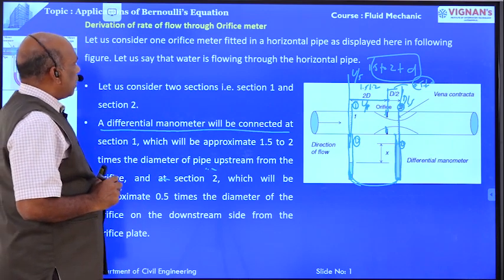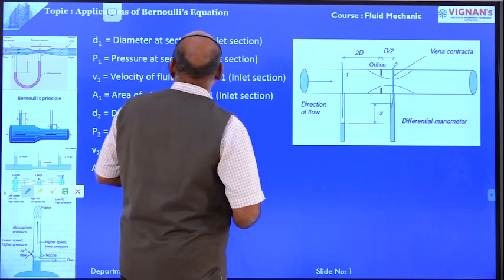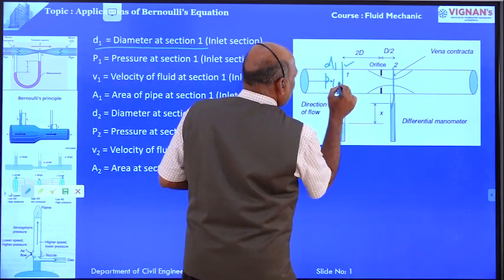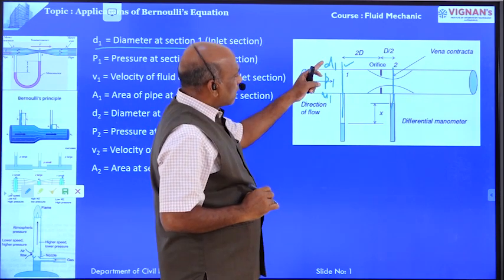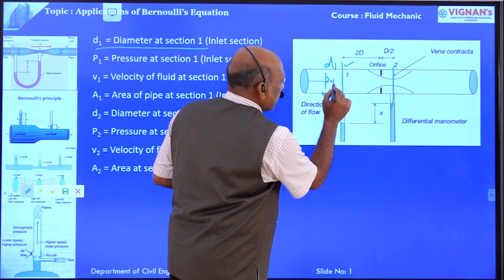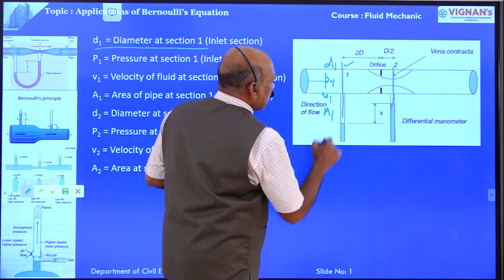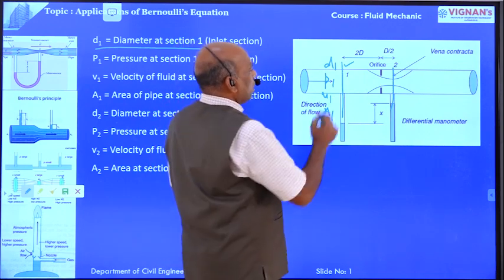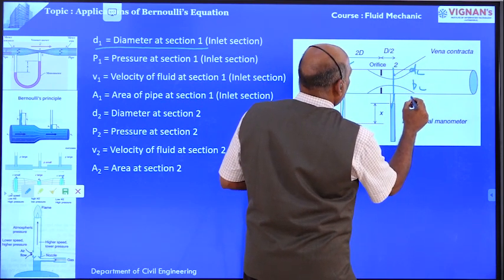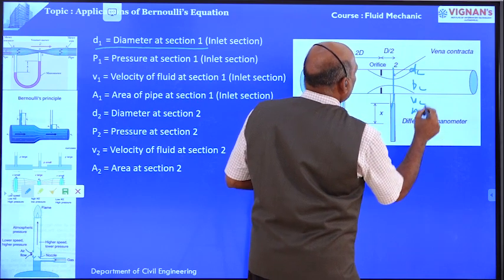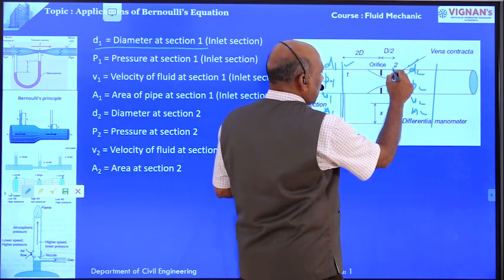Right, this is about the orifice meter. This is section 1, this is section 2. Here P1 is the pressure intensity at section 1, V1 is the velocity at section 1, D1 is the diameter at section 1, and A1 is the cross-sectional area at section 1. And at section 2, D2, P2, V2 and A2 are the corresponding values of section 2. That means D2 is the diameter at section 2.